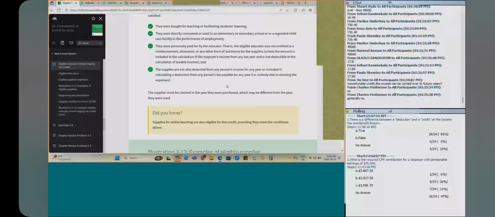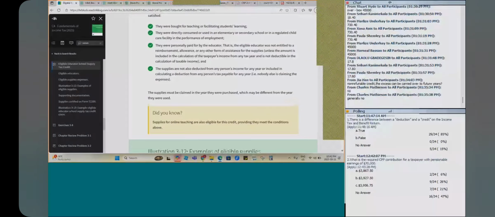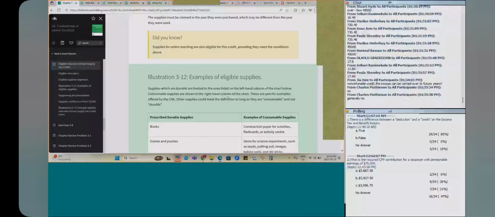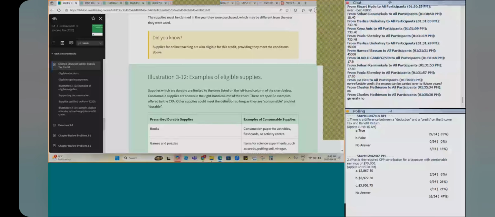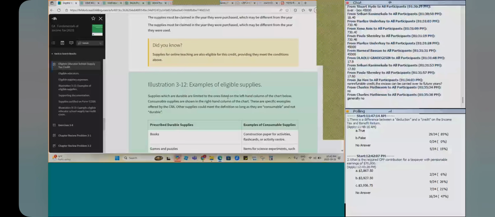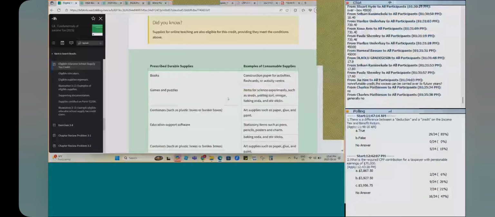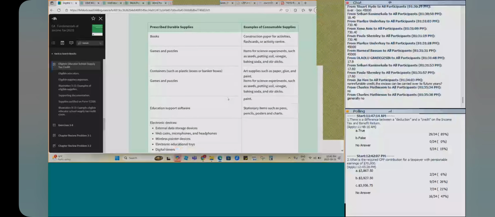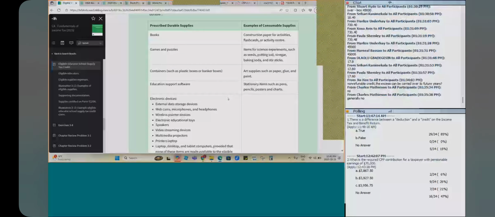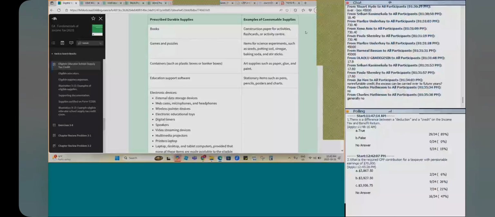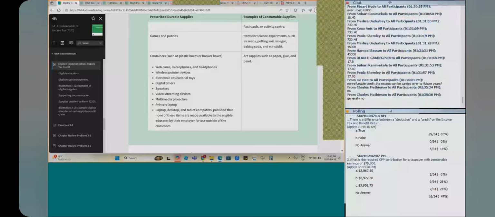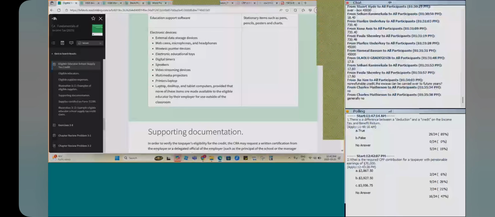And they also need to be claimed in the year that they were purchased, which might be different from the year in which they were used. So if you make a big purchase in December and use them the next year, you can normally claim them. And then we have some examples here. So, for example, books would be a durable supply. Construction paper would be a consumable supply. So certain electronic devices can be claimed, but again, you can't just claim your cell phone.